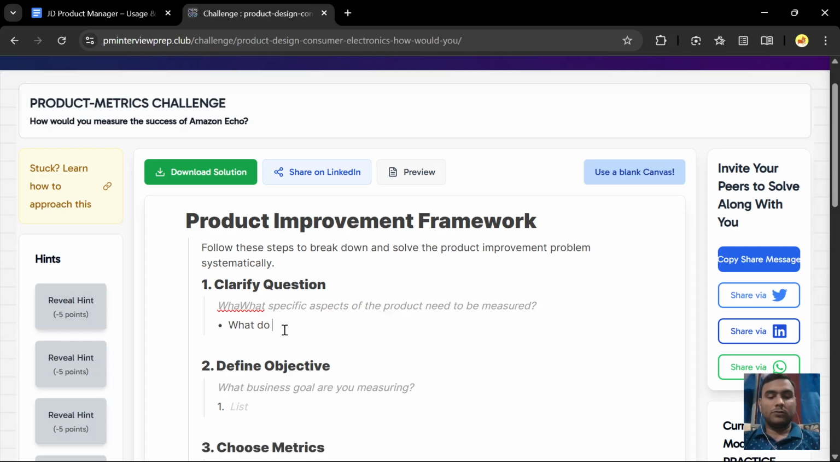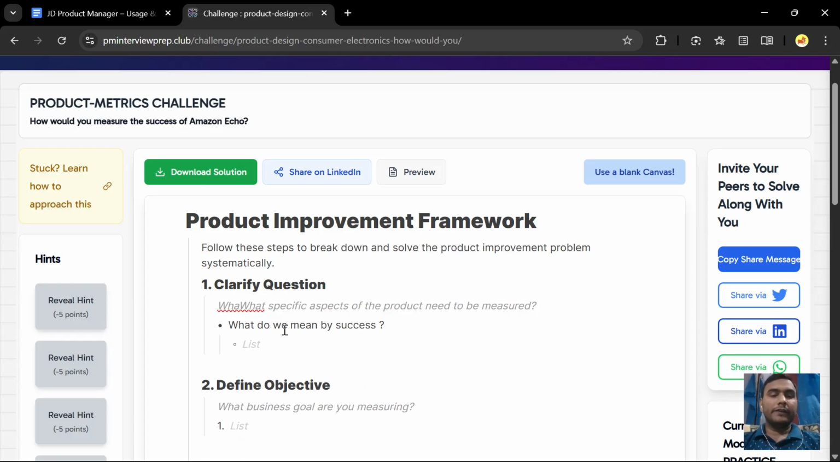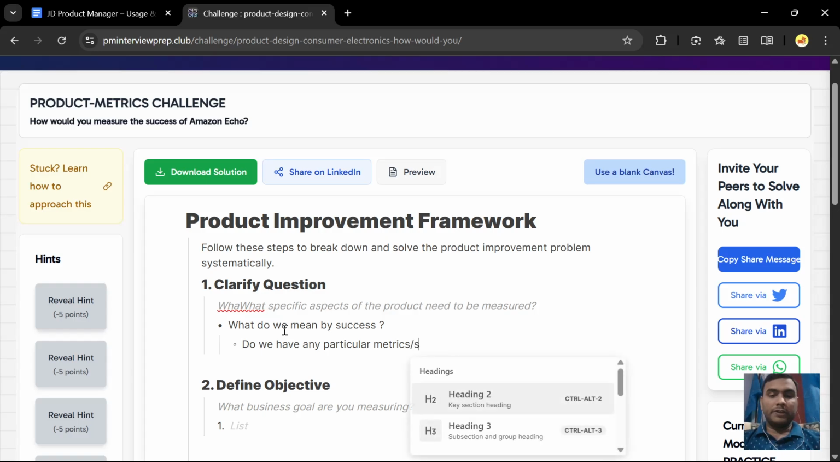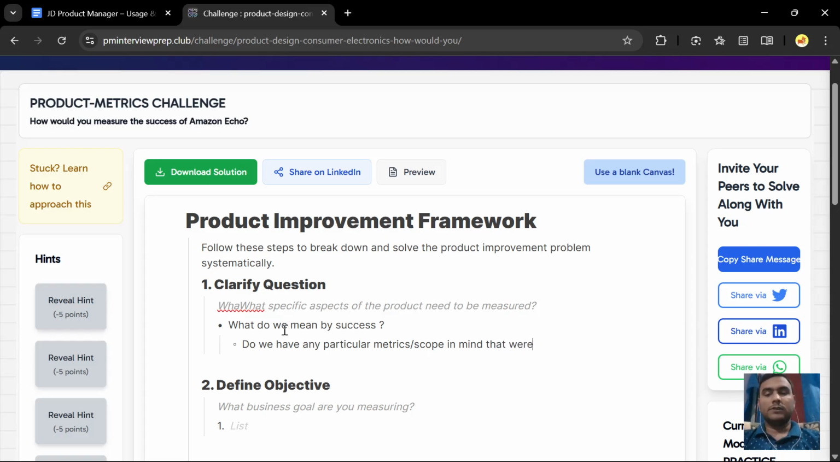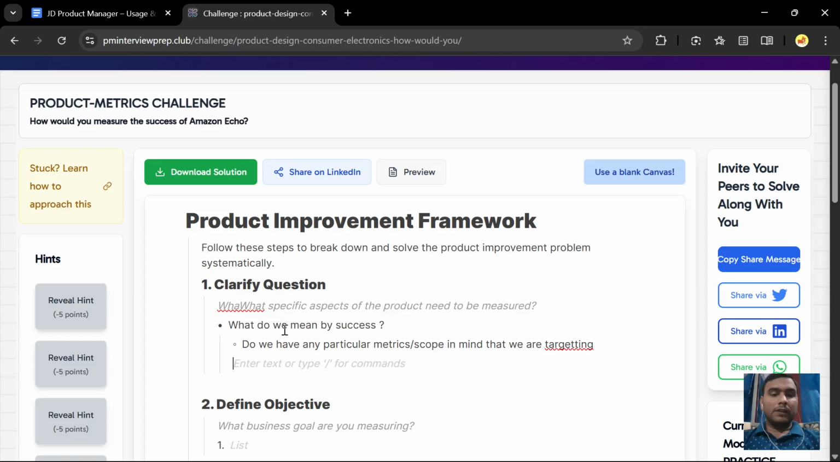What do we mean by success? Do we have any particular metric or a scope in mind that we are targeting?